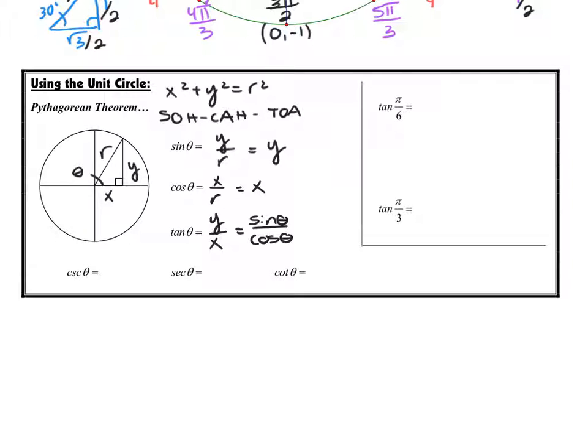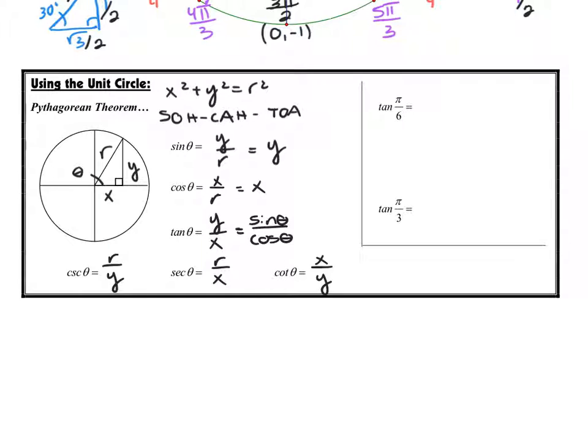We can understand our reciprocal functions. We could reverse each of those. So cosecant is the reciprocal of sine, so I can write that as r over y. Secant's the reciprocal of cosine, so I can write that as r over x. And cotangent's the reciprocal of tangent, so it's going to be x over y. So we would just do the reciprocal of each of those ordered pairs, whichever coordinate we wanted.